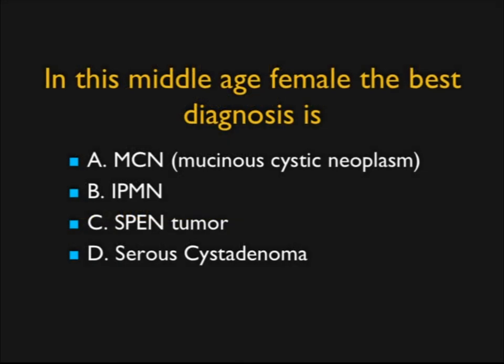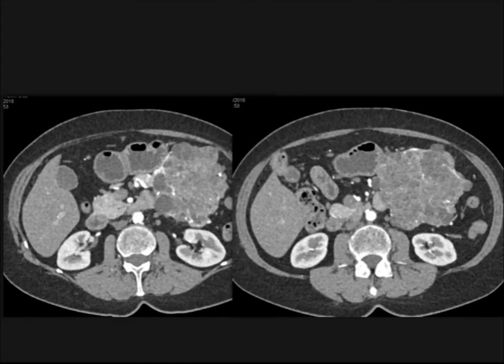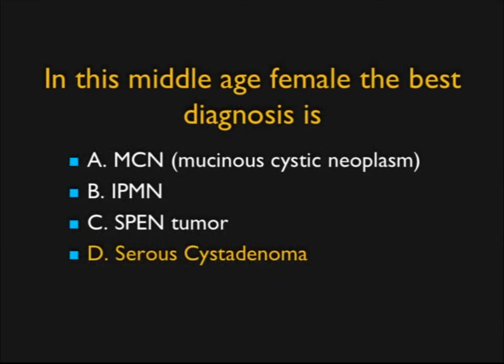In this middle-aged female, the best diagnosis is, forget the possibilities. Look at this mass coming off the pancreas, septations, calcifications, multiple variable cysts, classic for serous cystadenoma. SPEN tumors, not middle-aged females, young females, not so many septations typically. This is not an IPMN, and MCNs don't have so much septations. MCNs can have calcifications, but it's typically peripheral. So that's not going to be the case here.